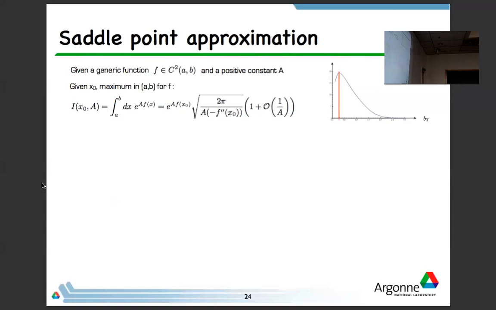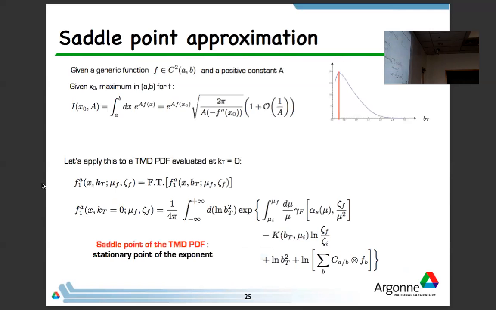To answer this question, we use the so-called saddle point approximation. The saddle point approximation tells you that if you have an integral of this type, where you have an exponential of a function f, in certain conditions you can replace the integral by evaluating the integrand at a certain point x0, which is essentially the maximum of the function f, so the stationary point for f. We want to apply the same technique to a TMD PDF at kT equals 0, so we recast the TMD PDF at kT equals 0 in the same form, and we can find the saddle point of the TMD PDF, basically studying the stationary point of this term between the curly brackets.